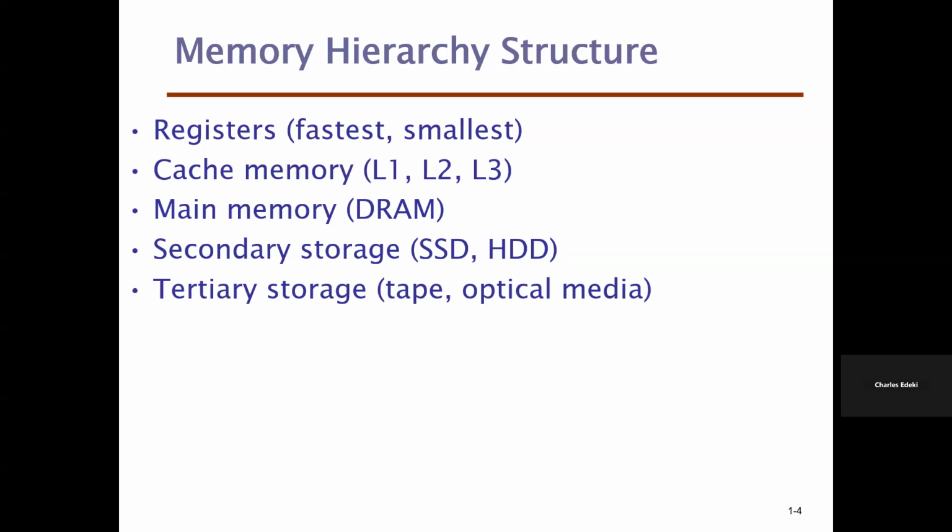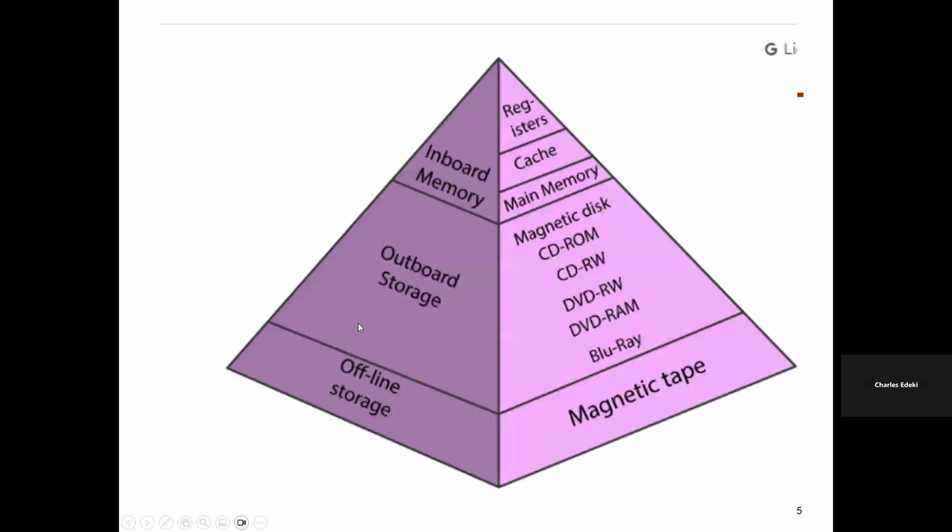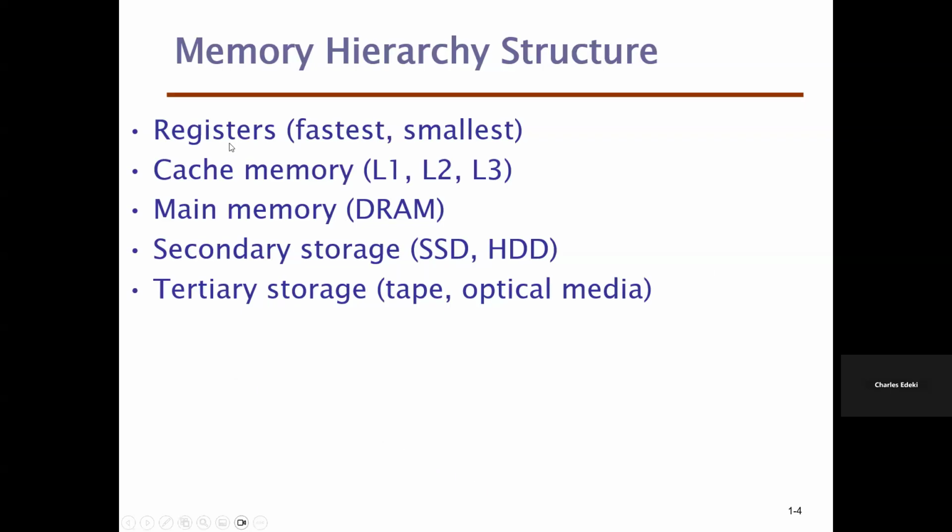So from the diagram here, we have registers, which are the fastest and the smallest. The cache can go up to level 3, and some technologies even have level 4. Registers are fastest and expensive. Cache is next, then main memory, secondary storage, then tape and optical media. Their sizes are very large and they are less expensive.